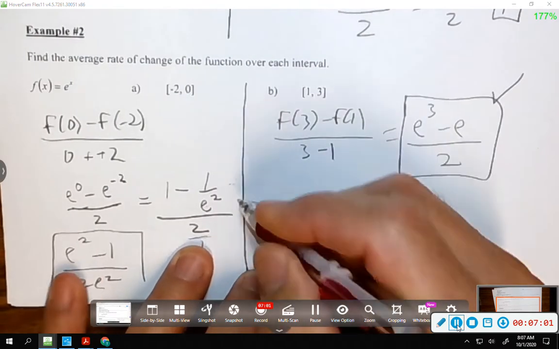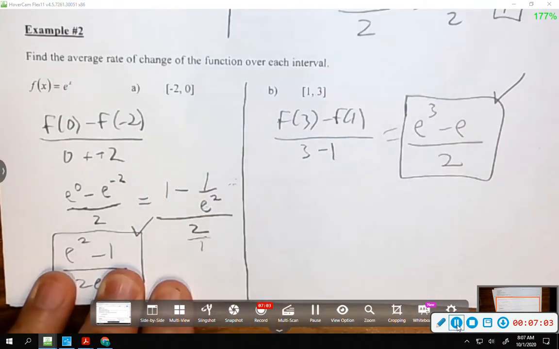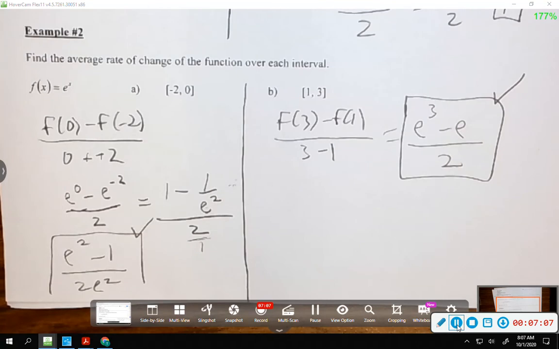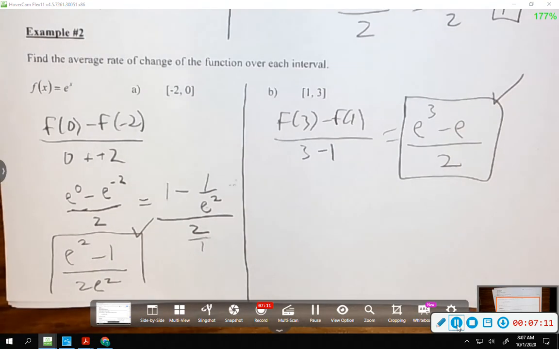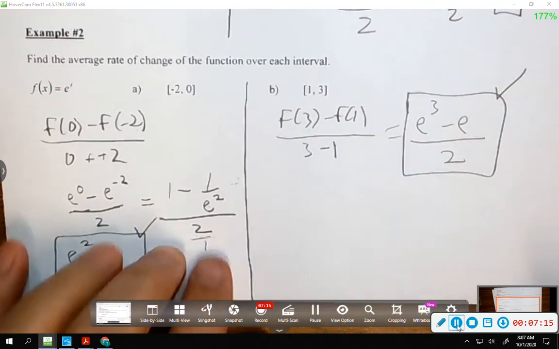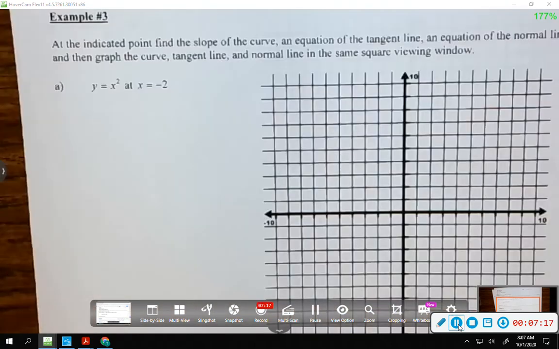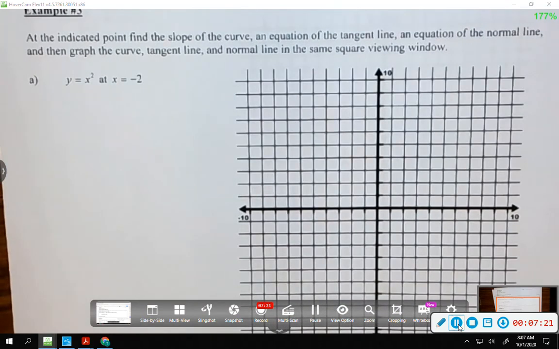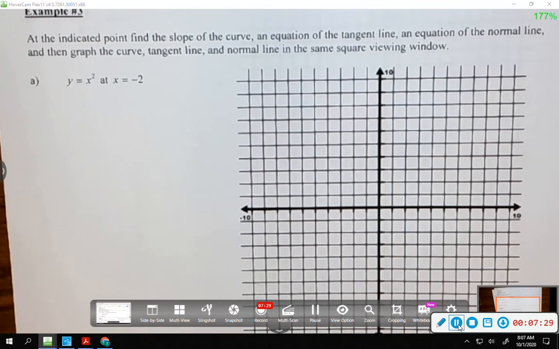You're going to be surprised how many times on the AP test you have an answer in terms of e or in terms of the sine of 3, and you just leave that. These are irrational solutions. e is an irrational number. We're going to get lots of irrational solutions. The majority of the problem set, though, will be of this variety when you're looking at the worksheet. At the indicated point, find the slope of the curve, an equation of the tangent line, equation of the normal line, and then graph the curve, tangent line, and normal line in the same viewing window.